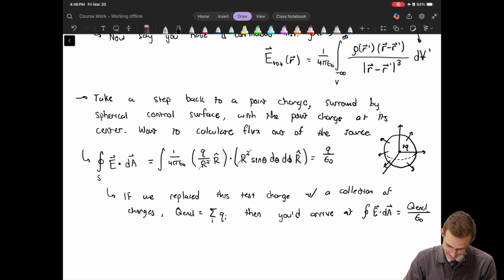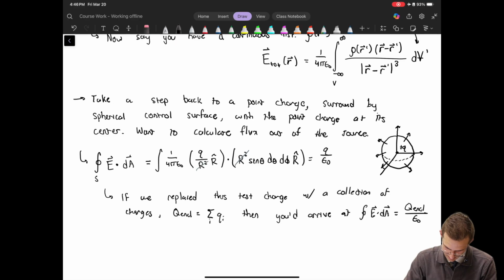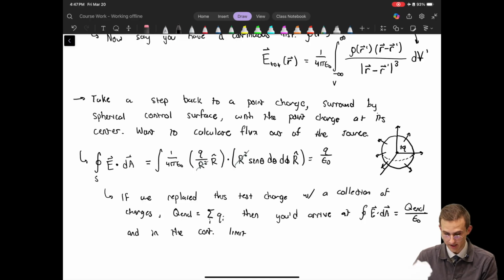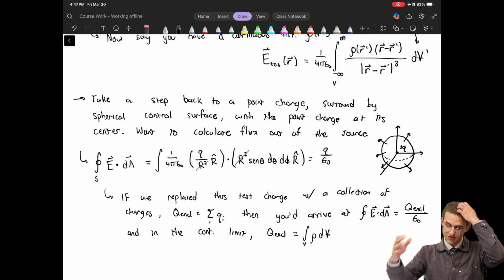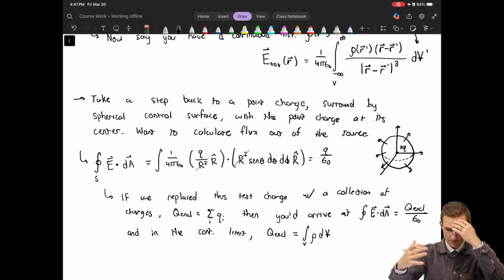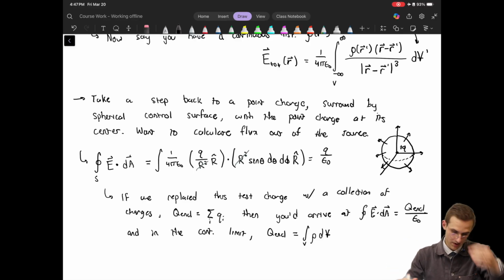Okay, and in the continuous limit, so not just a bunch of discrete point charges, but a charge distribution, you can write Q enclosed as an integral over the volume of your surface of rho dV. So that's just making the jump from a single charge to a charge distribution.